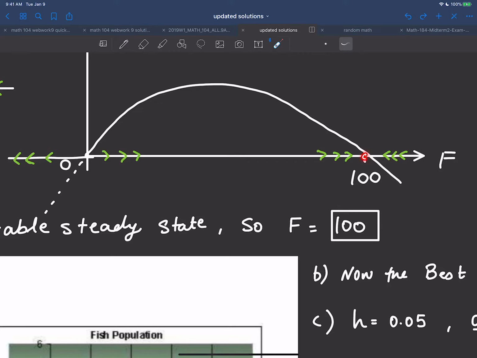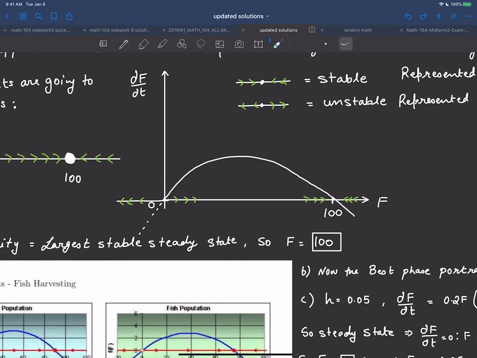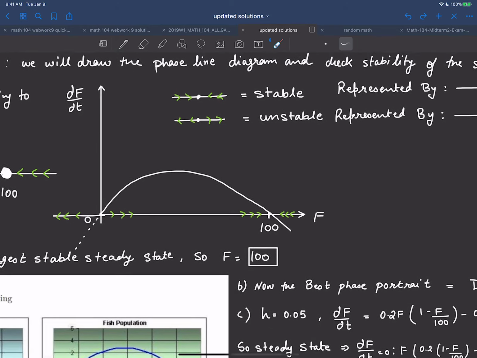For disturbances at 100, however, if you're disturbed to some value less than 100, you're going to come back to 100. And if you are disturbed to values a little bit bigger than 100, you're going to come back to 100 again. So this marks a stable steady state. This is how you plot the phase diagram. You draw those arrows and then you represent the stable and unstable states like this.